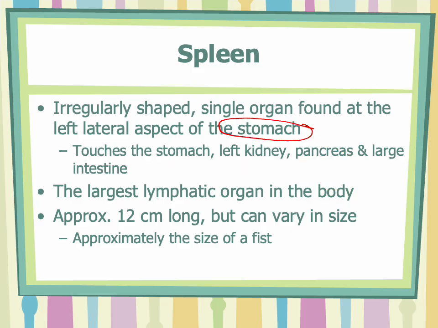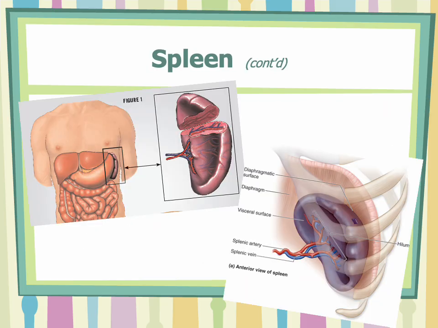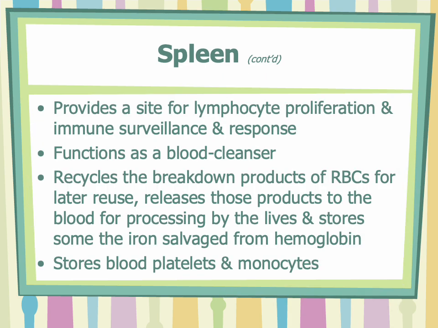Now we're just gonna talk about its size. It is usually the size of a fist. It just varies by person. Of course, it's gonna be smaller in a kid. All right, so here's the spleen. As you guys can see, it is lateral to the stomach. It provides a site for lymphocyte proliferation, immune surveillance, and response. Mature lymphocytes are gonna be here.